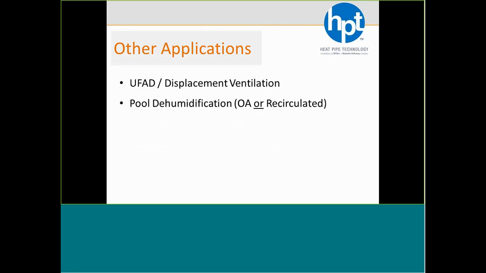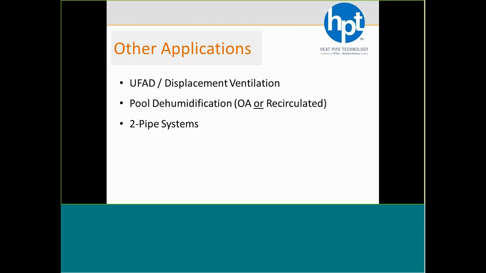Pool dehumidification as well. Obviously, for indoor pools, there's a lot of humidity on its own. So regardless of whether it's outside air or just recirculated air, there's a lot of humidity to control, but you don't want it to be cold. You don't want to send a bunch of cold air out to a pool area, where not a lot of people are going to swim. So you're going to want to reduce the load on that cooling coil while heating it back up. And again, perfect application for the wraparound heat pipe.